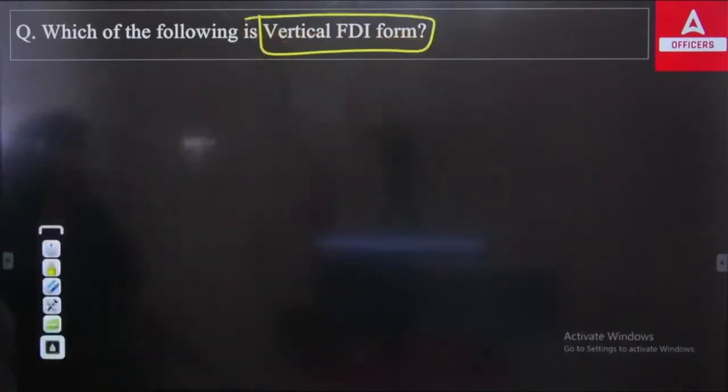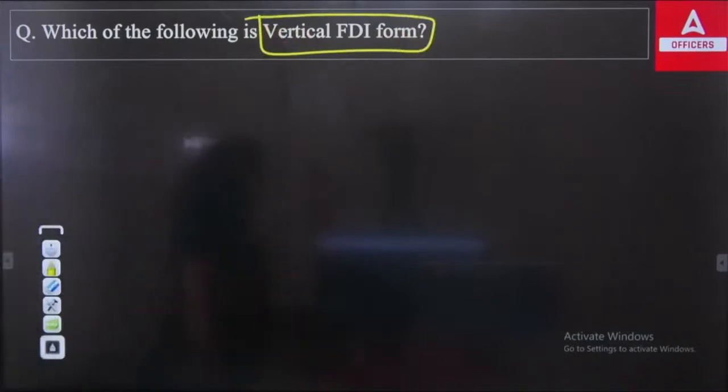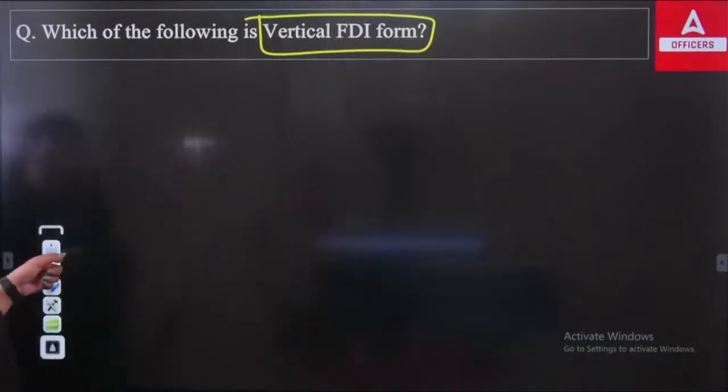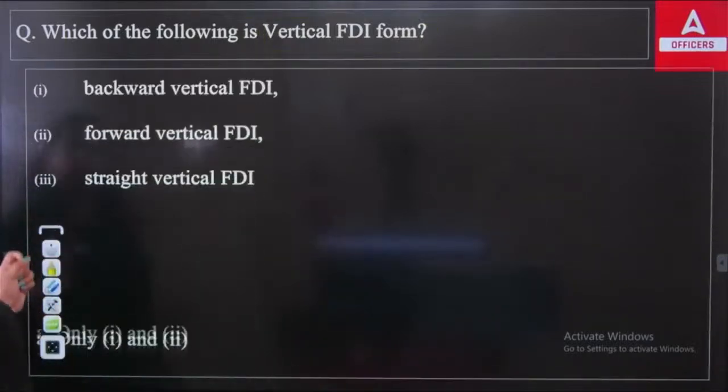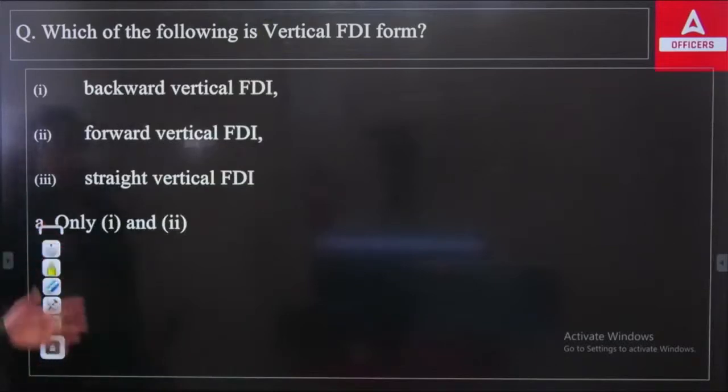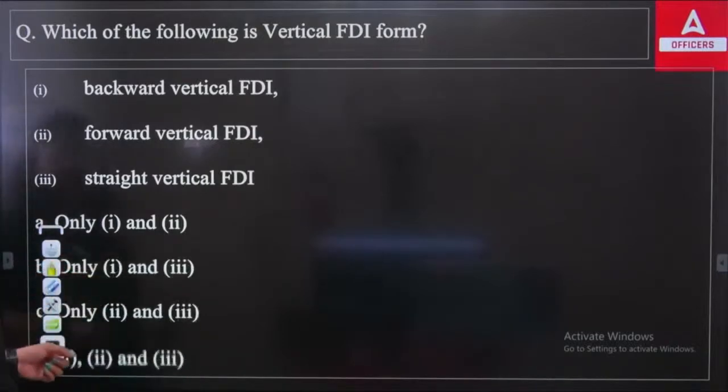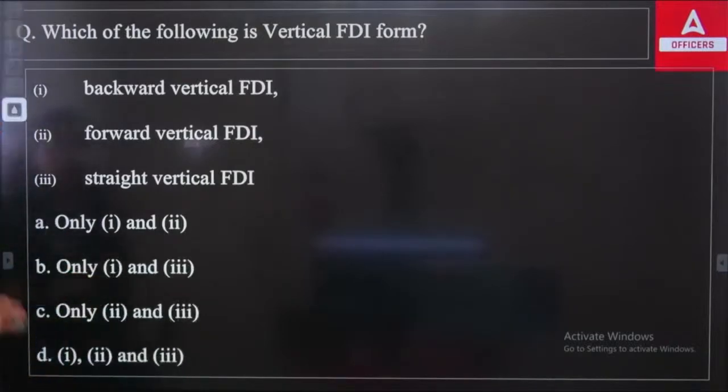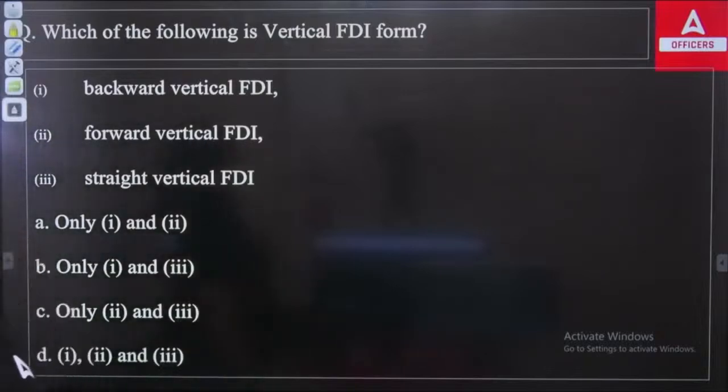Next question. Which of the following is a vertical FDI flow? So FDI, we know, is foreign direct investment. When a foreign company invests in an Indian company with more than 10% capital, that's FDI. So FDI has types: vertical FDI, horizontal FDI, backward FDI, straight vertical FDI, forward vertical FDI. So out of these four options, which of the following is the right answer in case of vertical FDI? A, B, C, or D? Which of the following will be correct?